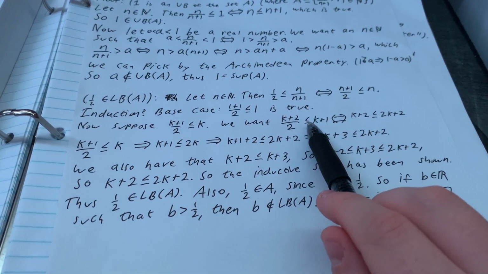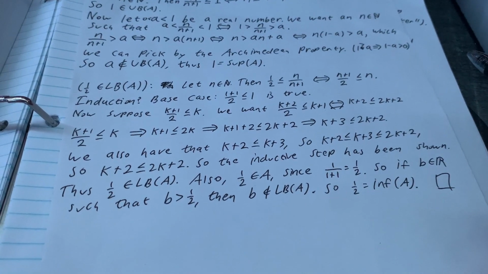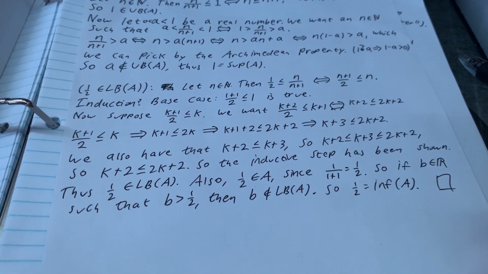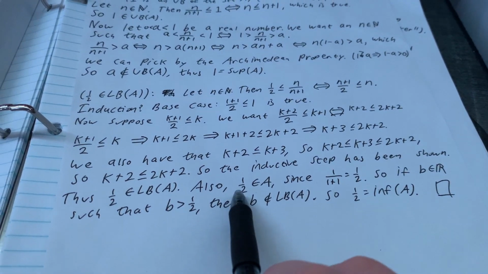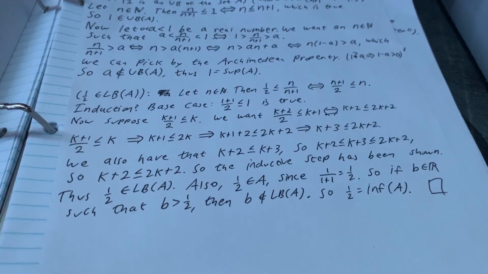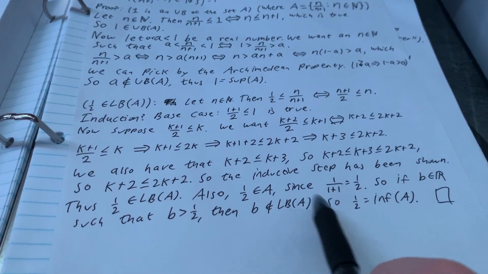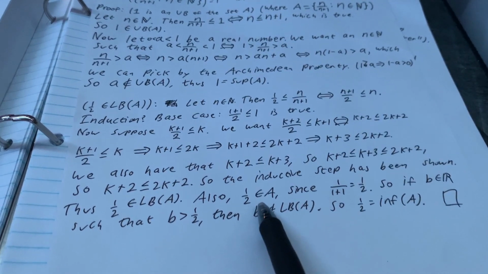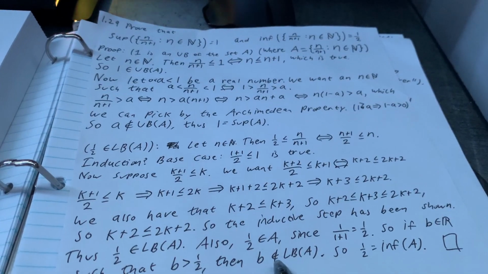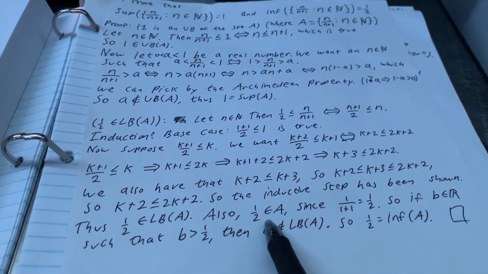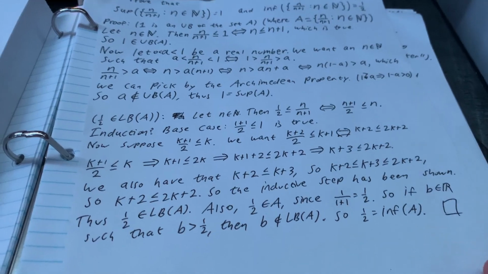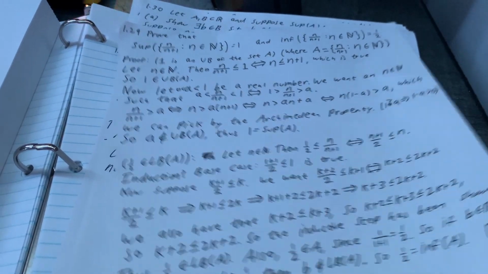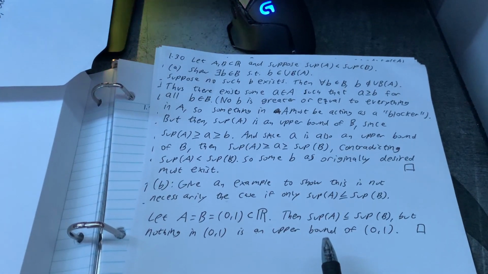which means that 1/2 is a lower bound of the set. Okay? We also have that 1/2 is in the set. So this set has a minimum. Therefore, the infimum is equal to the minimum. That's true for every set. So that's that done. 1.3.